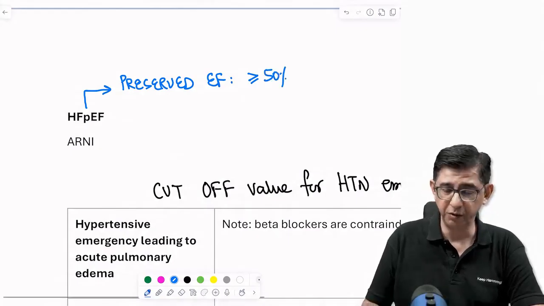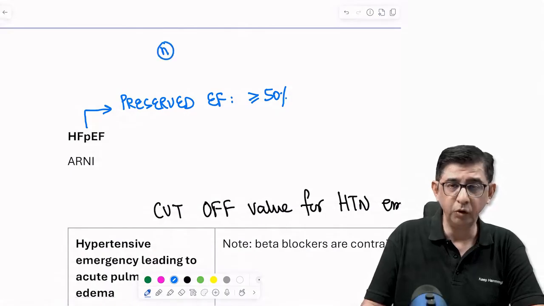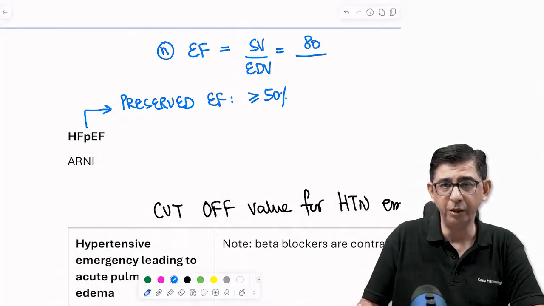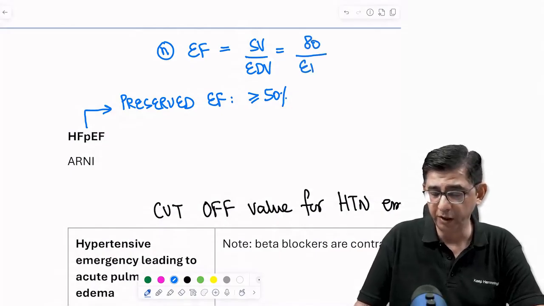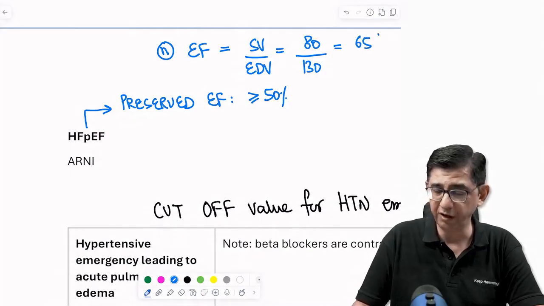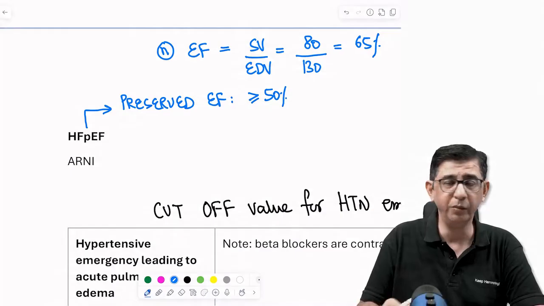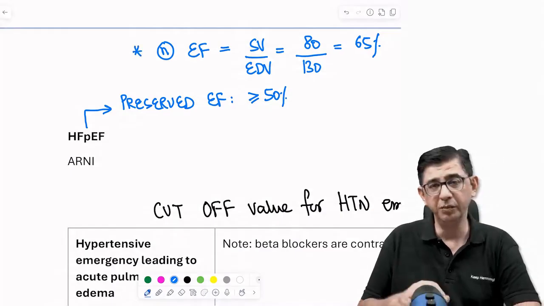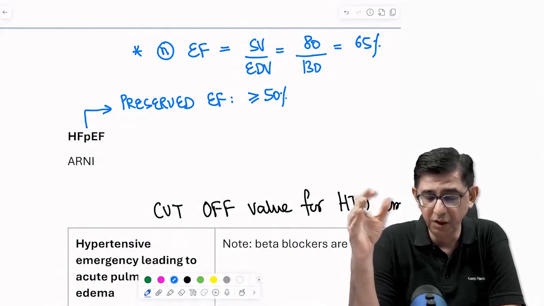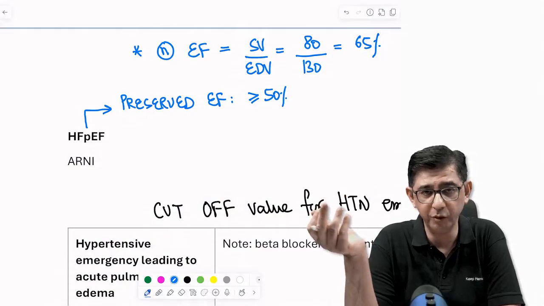It is not 65%. If I write down the data, normal ejection fraction कैसे calculate करते हैं? So normal ejection fraction is stroke volume divided by end diastolic volume. Stroke volume is about 80 ml, the blood going out of the heart every time, and end diastolic volume is 130 ml. If you divide this mathematically, heart is the most efficient machine made by God, 65%. Preserved ejection fraction means heart failure with ejection fraction between 50 to 65.